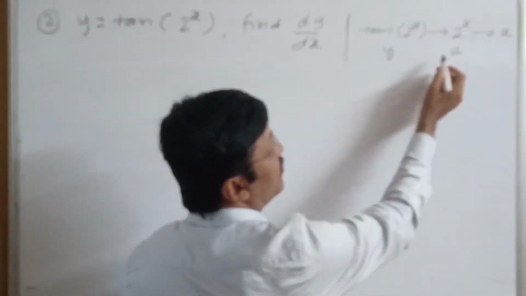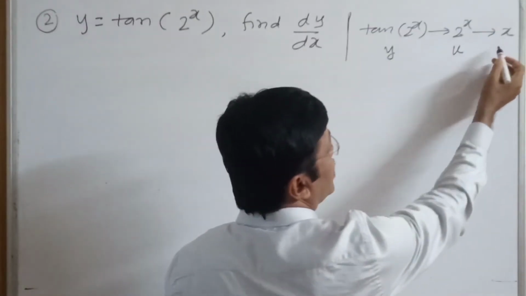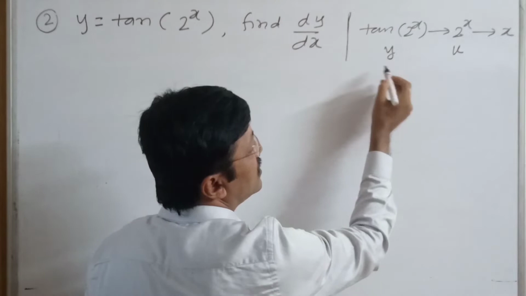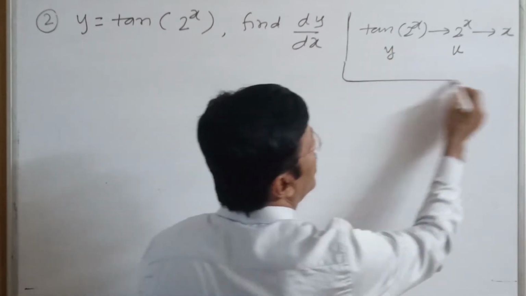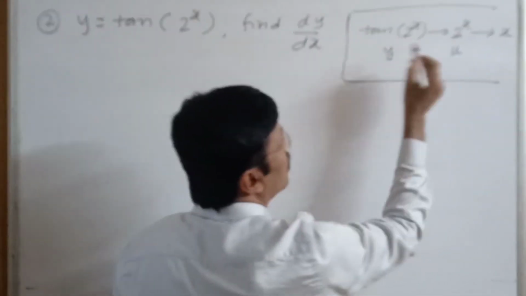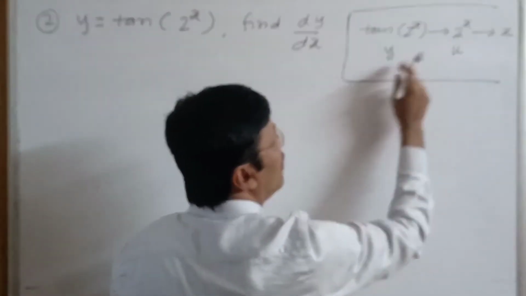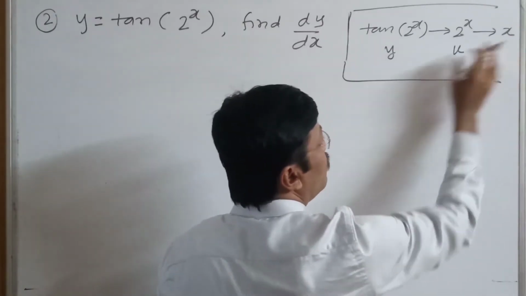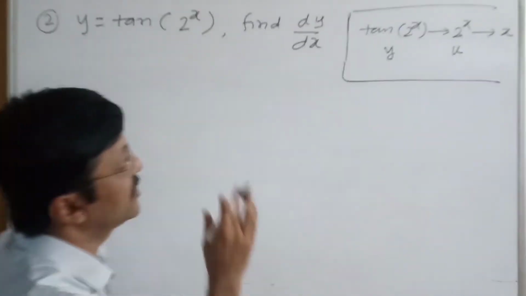So y is a differentiable function of u and u is a differentiable function of x. Then dy by dx, as we stated earlier, is equal to dy by du into du by dx. We remember that rule as the chain rule. Let us use this.